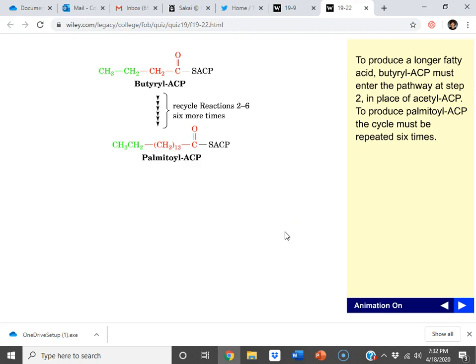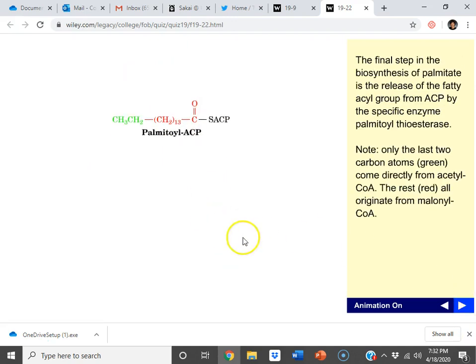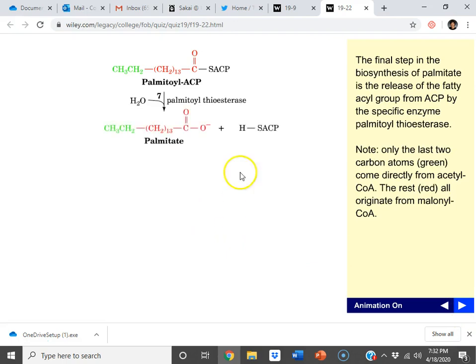So we get 6, 8, 10, 12, 14, 16. So you'll have to do those cycles I just showed you 6 more times. And then you'll get palmitoyl ACP. And then there's a thioesterase that does this hydrolysis to release the ACP, and now we have palmitate. So this big fatty acid synthase complex produces palmitate. So palmitate is 16:0, 16 carbons, all reduced, no double bonds.